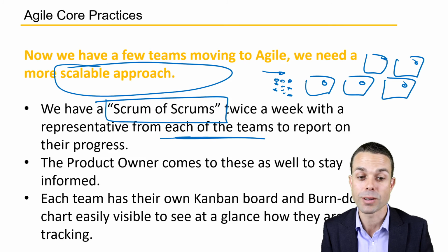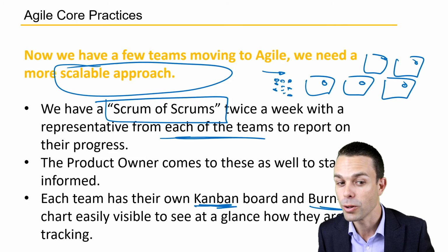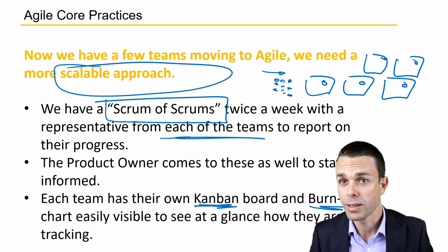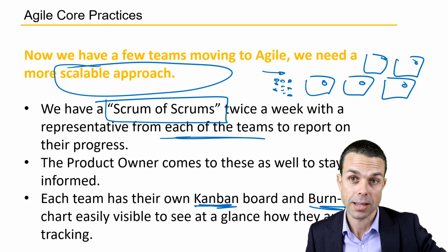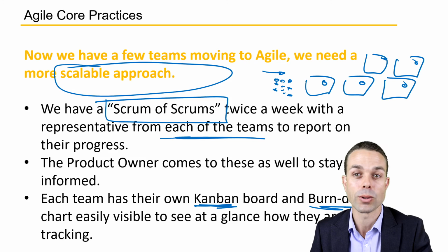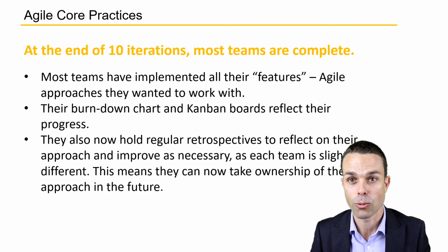Each team has their own Kanban board, of course, and their own burn down chart, easily visible to see at a glance how they're tracking. So the executive could at any time walk through their area and say, well, okay, they are moving towards an Agile approach. Or if it's virtual, they could easily access the board and see it that way as well.